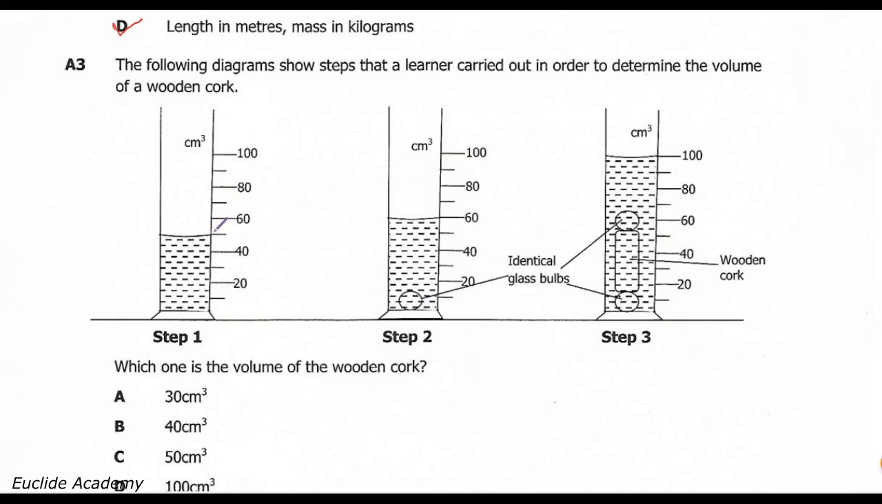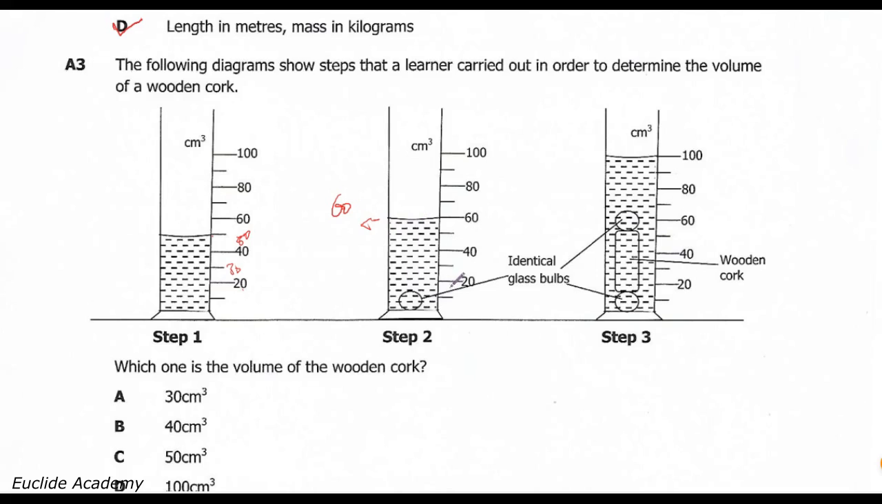So if this was the initial volume, this is 20, then this is halfway between 40 and 20, so this should be 30, and this is 40, and this is halfway between 40 and 60, so this should be 50. So this was 50 initially, then after you add the glass bulb it goes to 60, which was this one right here. So this was 60 mils or centimeters cubed.